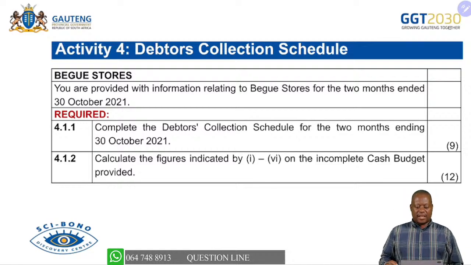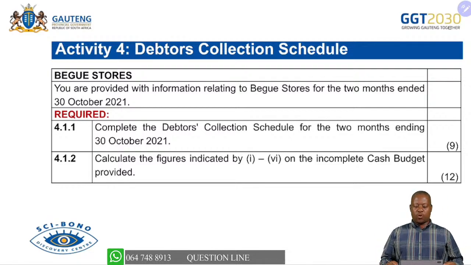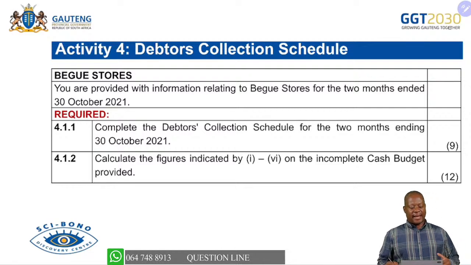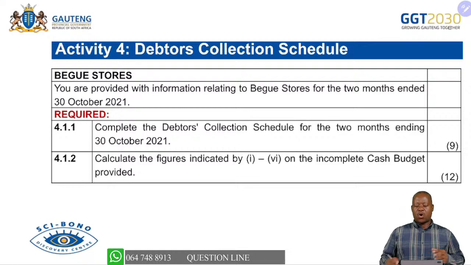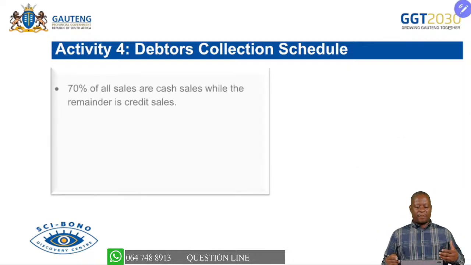This activity says it's Beige Stores. You are provided with information relating to Beige Stores for the 2 months ended 30 October 2021. Required: complete the debtors collection schedule for the 2 months ending 30 October 2021, and then calculate the figures indicated by 1 to 4 on the incomplete cash budget that is provided. Let's do it. Information now.